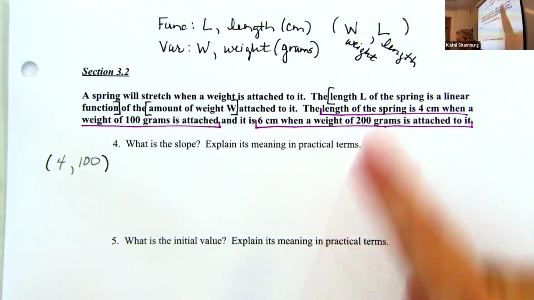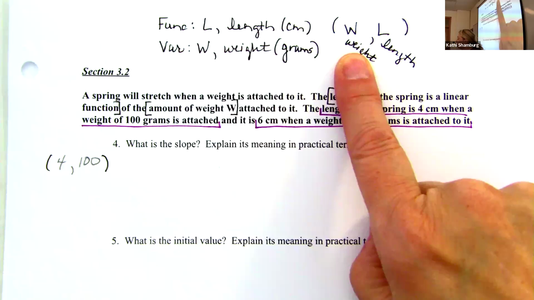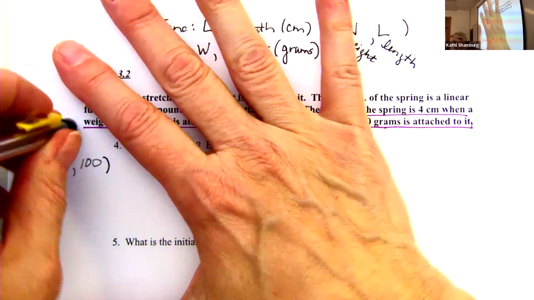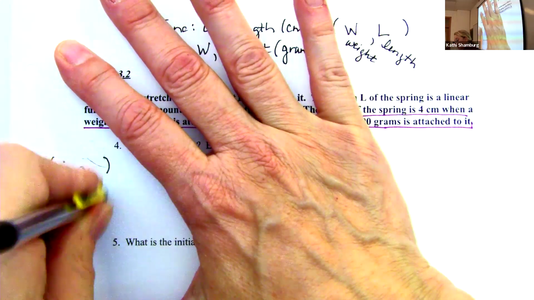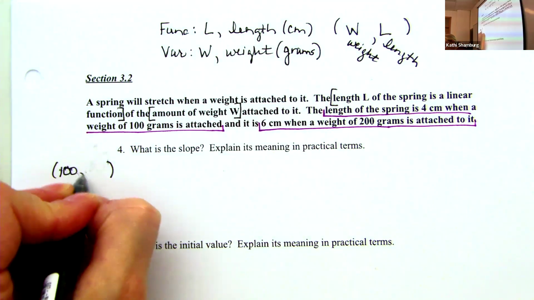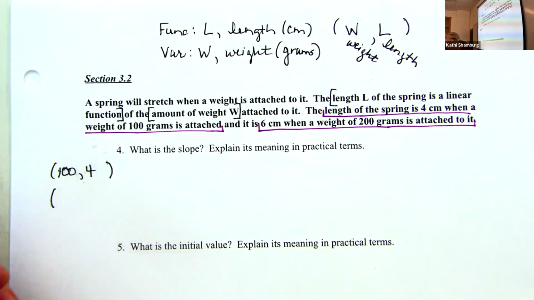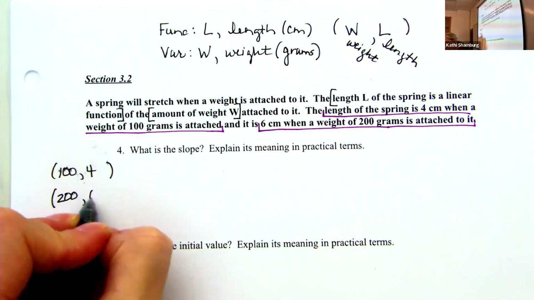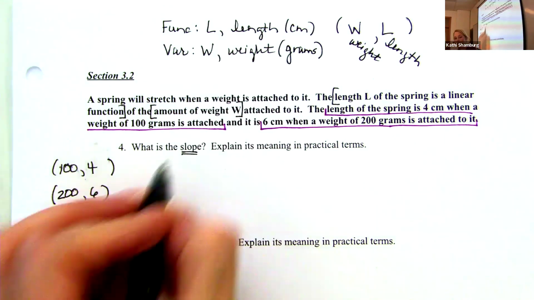No. What should go first? Which of these two numbers is the weight? The 100. So please be careful of that on the test. So this needs to be 104. And the second one is 206. And now it's asking for the slope.